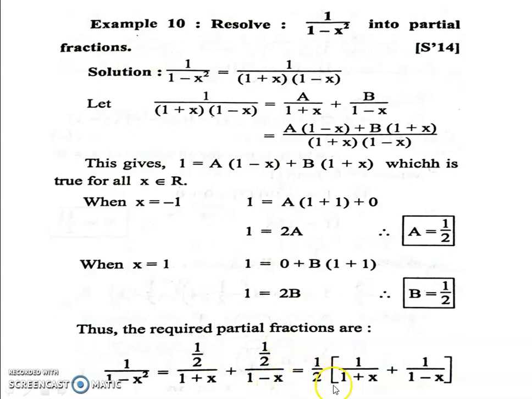If we take 1 upon 2 common, then 1 upon 1 plus x plus 1 upon 1 minus x. So in this example, only x minus 1, x plus 1 is not given. Reverse way: first the constant is given, then the variable. We have to apply the same trick, a square minus b square, split these up and we derive, put x equal to minus 1, x equal to 1. We derive the value of A 1 upon 2, B 1 upon 2. So final answer in the form of 1 upon 2. So be careful about these examples.